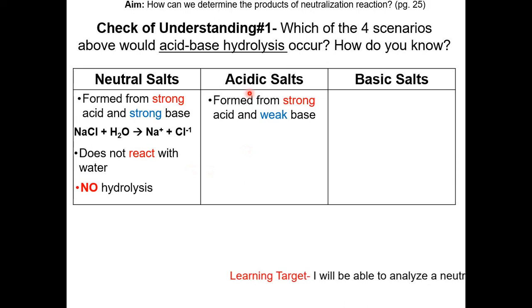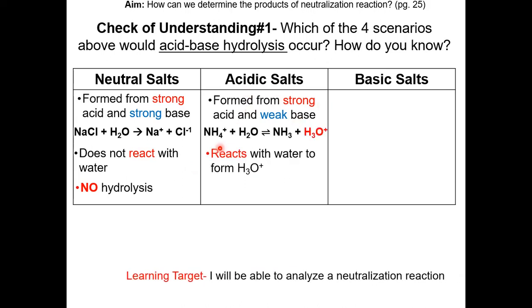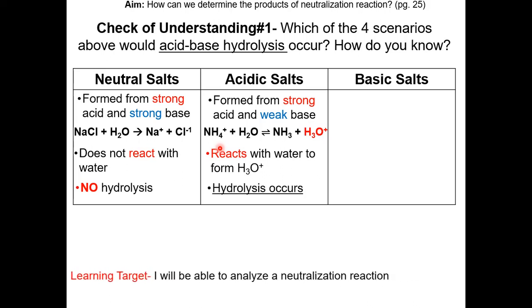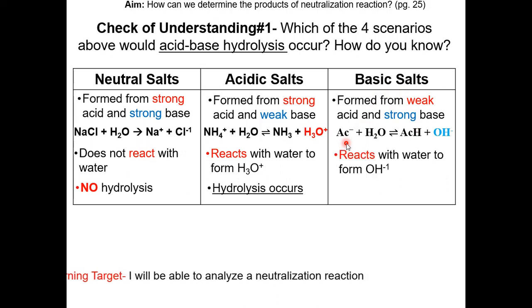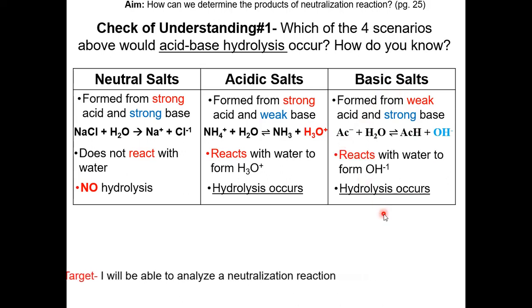For acidic salts, they're formed from strong acids and weak bases. The acidic salt reacts with water to form hydronium. That's why the salt is acidic. Hydrolysis occurs in this chemical reaction. Basic salts are formed from weak acids and strong bases. The basic salt reacts with water to form hydroxide.